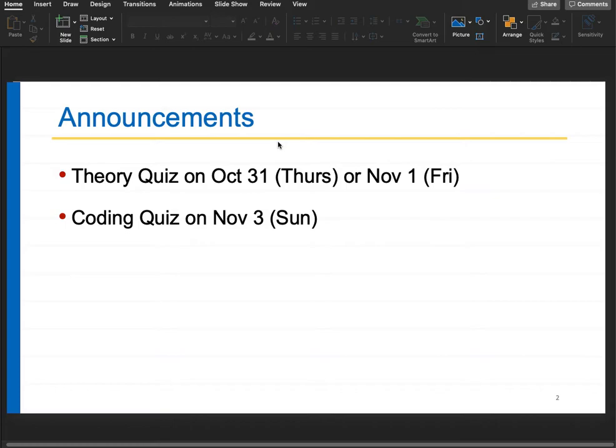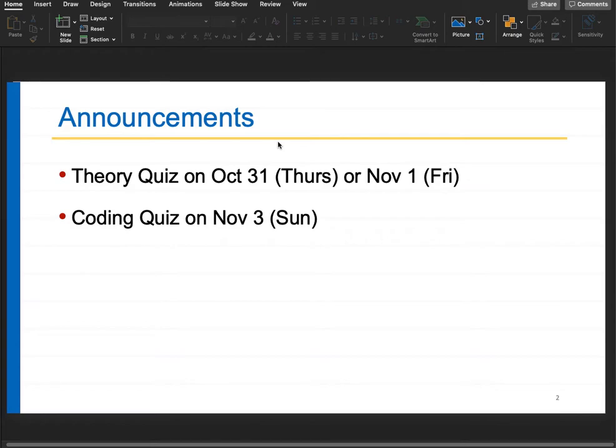Okay, some announcements. We have a theory quiz on Thursday or Friday. Some people have things to do on other days, so we can shift the quiz to Thursday and Friday, but unfortunately we have very little time left, so we have to have a coding test also very soon. They are kind of back to back, meaning there is a gap of just 2-3 days. Is that alright?